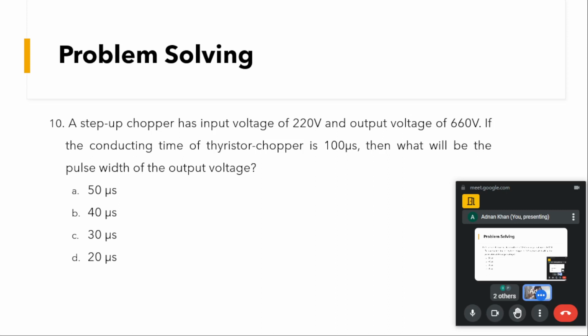Also given, if the conducting time of the thyristor chopper is 100 microseconds, then what will be the pulse width of the output voltage? This means that T on time is given. This is the conducting time, the time for which the thyristor will be turned on, that is 100 microseconds. And we have to find the pulse width of the output voltage.